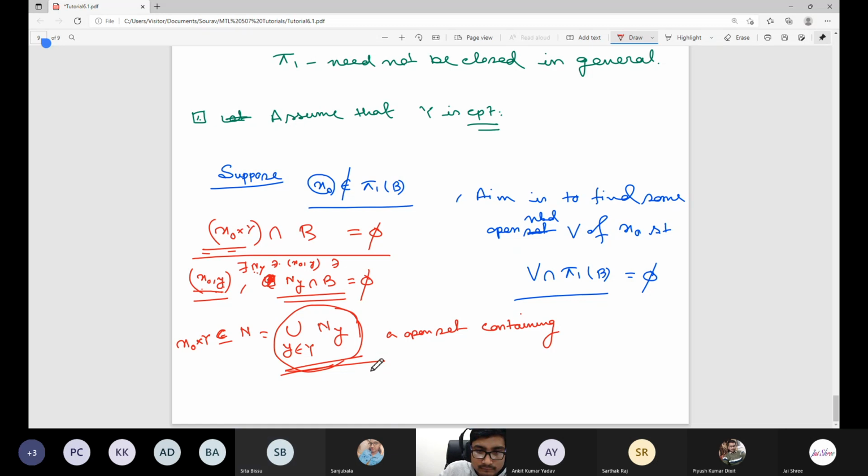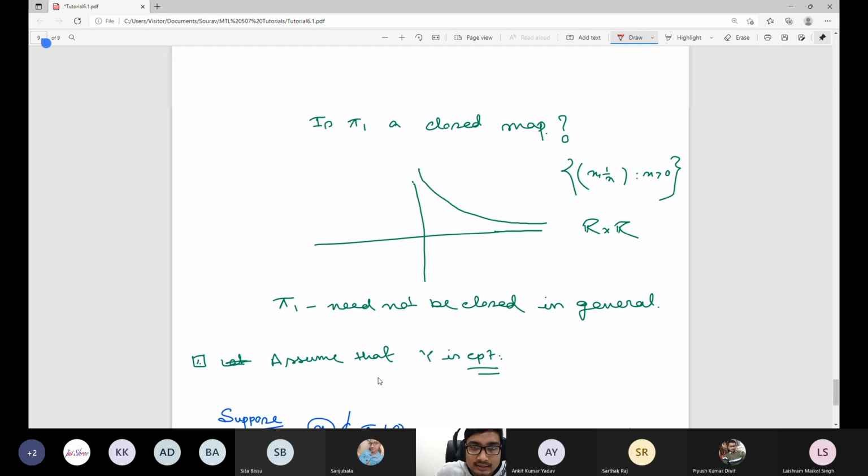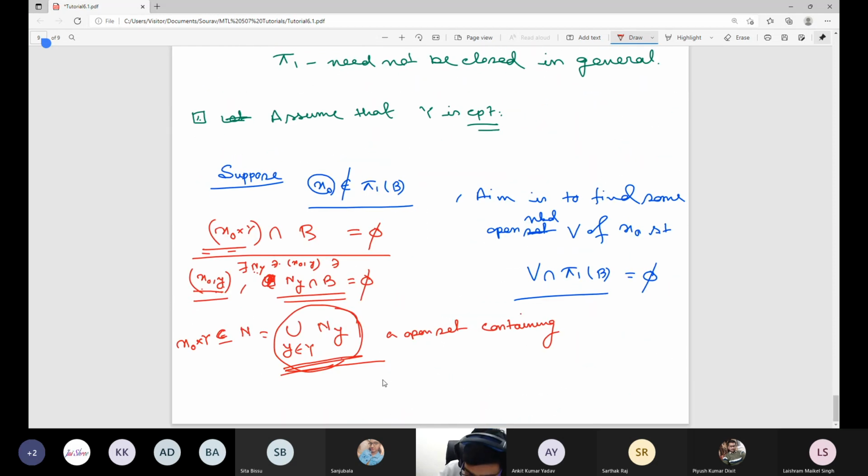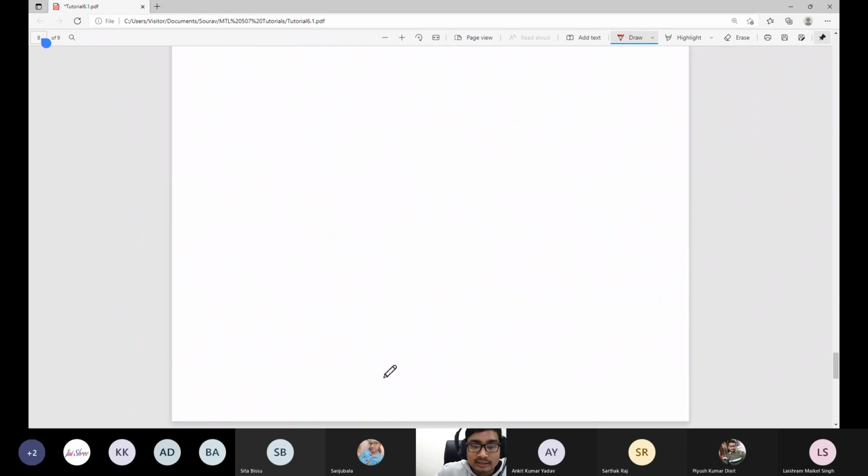Yes, sir. Why is it a subset? Every point is contained in some Ny, because if you take (x0, y), it is contained in Ny. That is the way we have chosen Ny, right? And therefore this is an arbitrary union of open sets, and therefore it is open in X cross Y, right? Now apply this result. N is an open set in X cross Y containing x0 cross Y. Now look at this lemma, the tube lemma.